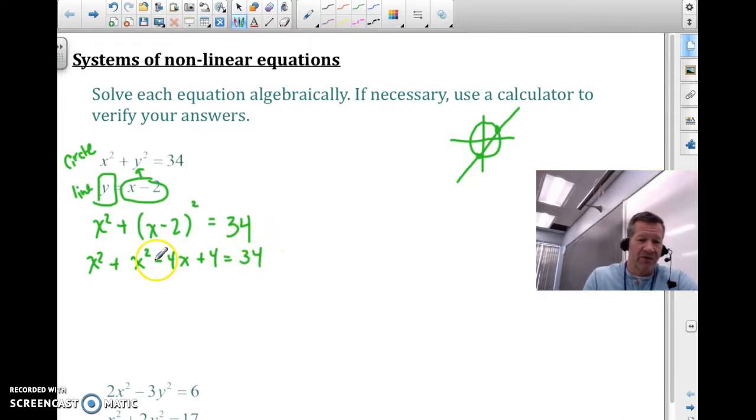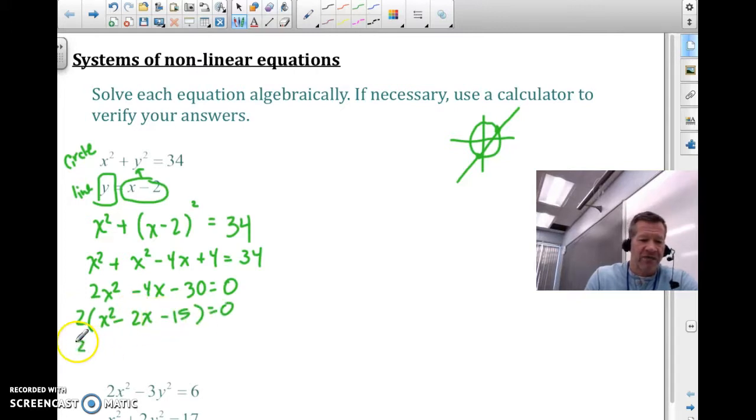I'm going to need to get everything on one side and combine like terms. So x squared and x squared give me 2x squared minus 4x, and then 4 minus 34 is a negative 30. I notice these terms all have a common factor of 2, which will make it easier to factor. So that'll give me x squared minus 2x minus 15. And now that should make this a little easier to deal with.